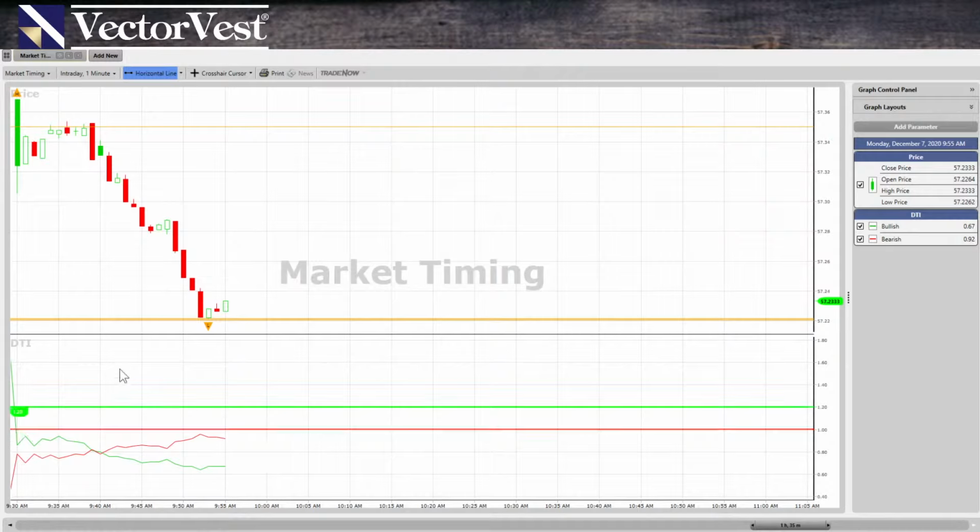So there's that level of support. The market is trying to bounce. Let's go see if it's got the legs to start moving up.